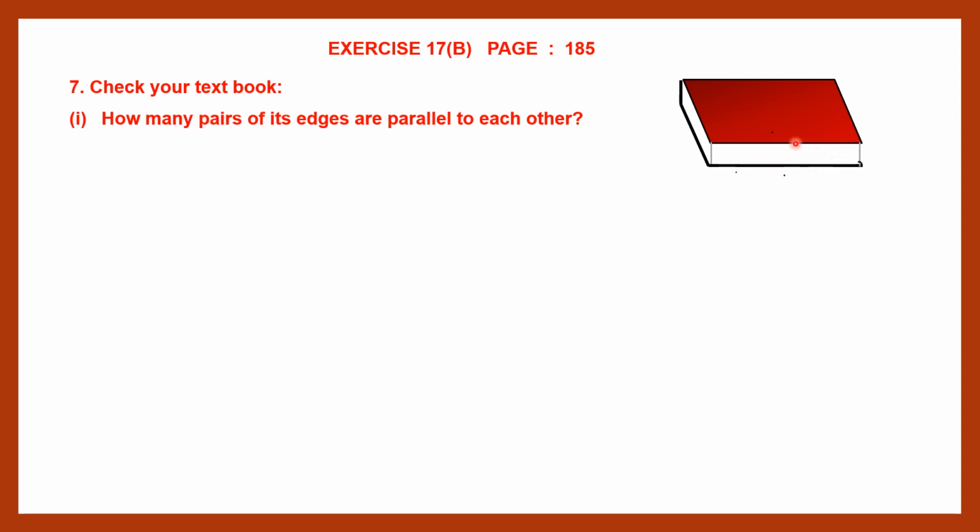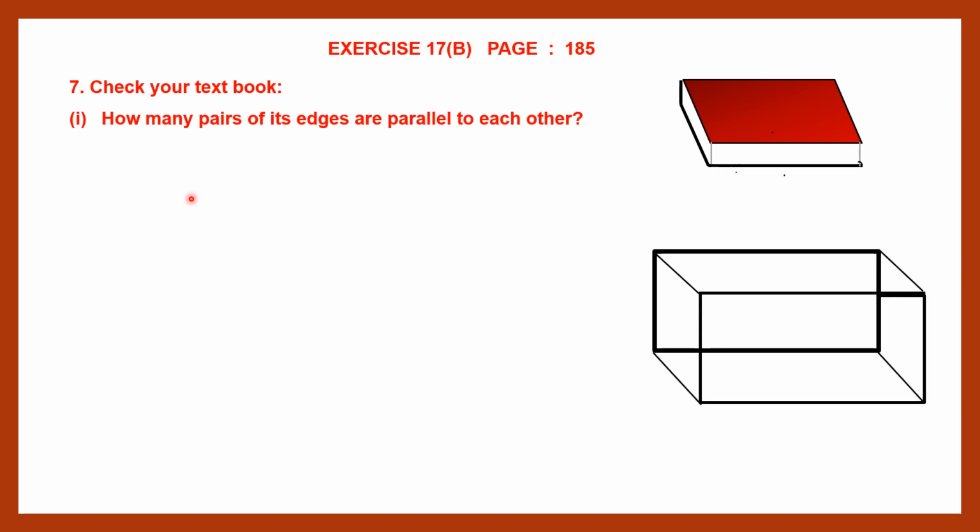Pairs means we are talking about two, and parallel means these are two edges that will not meet even if you extend them, and the distance between them will be the same. So these are called parallel lines or the parallel edges. Now to count how many pairs of the edges of a textbook are parallel to each other, we'll take a cuboid because a textbook is in the shape of a cuboid. So this is a cuboid and a textbook is in the shape of a cuboid.